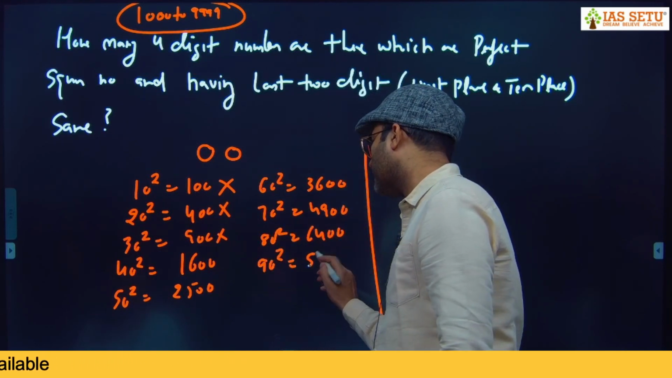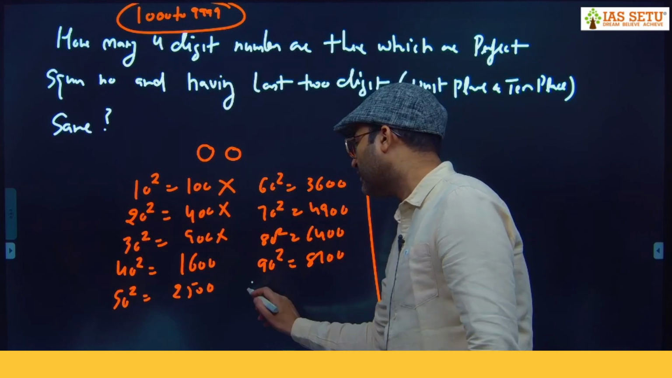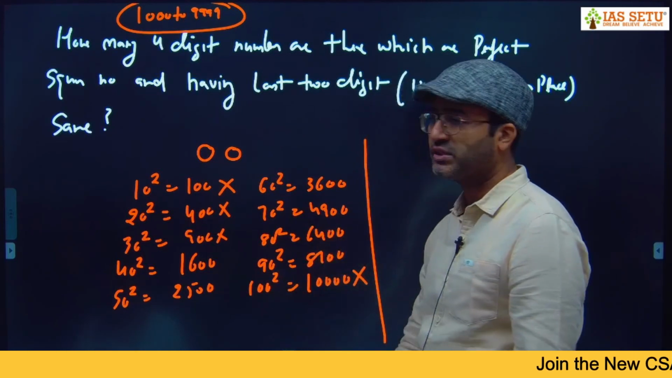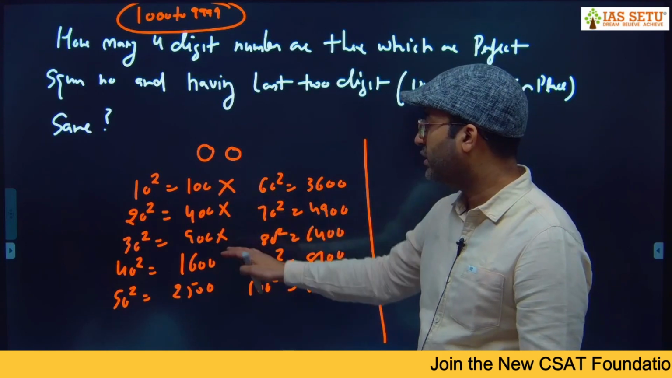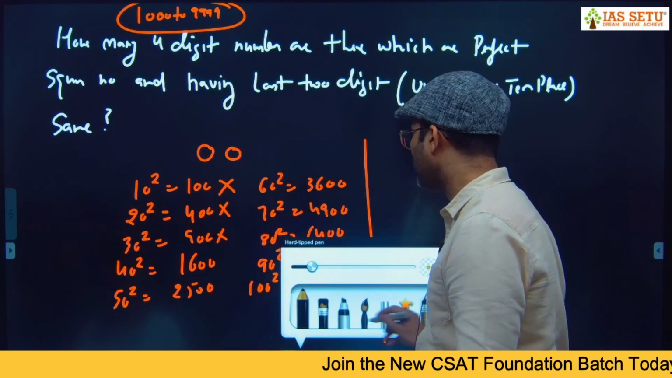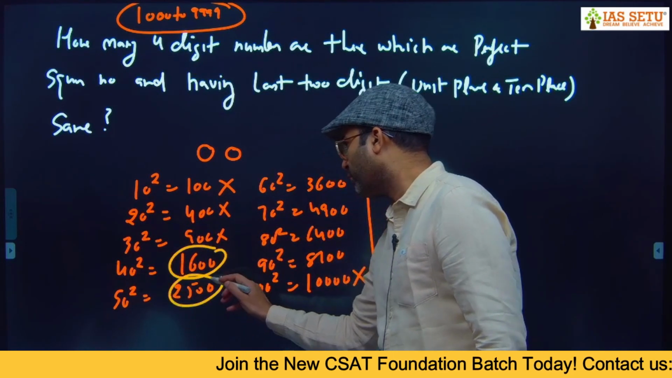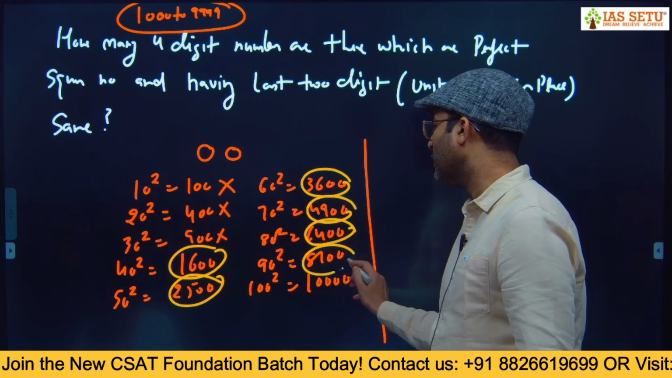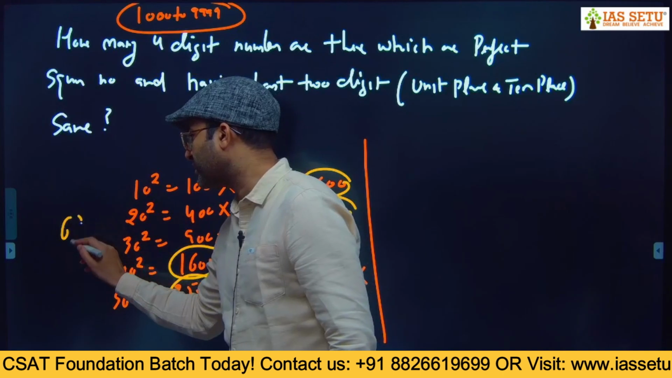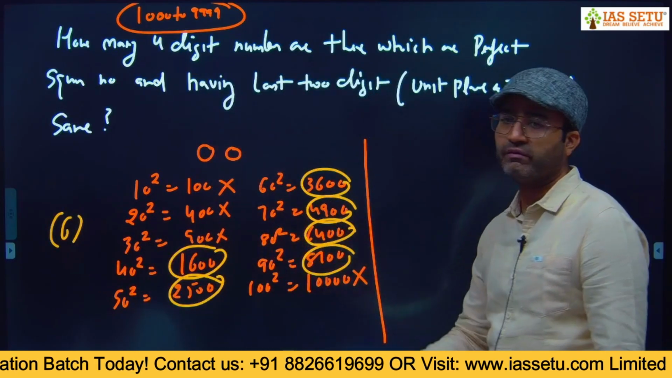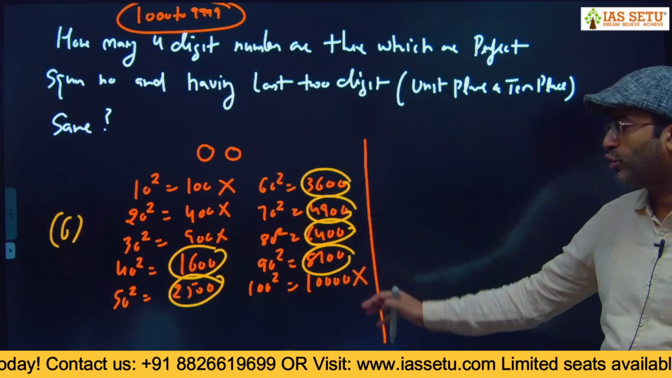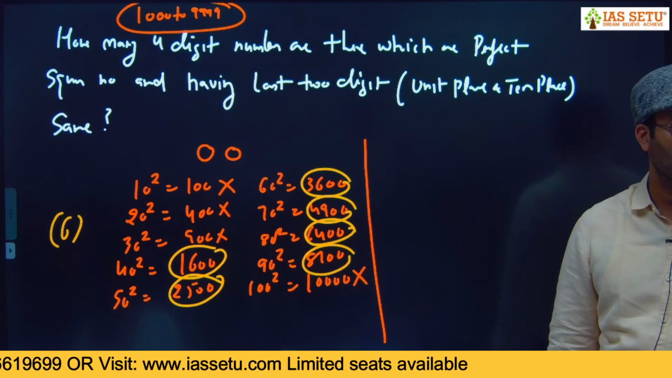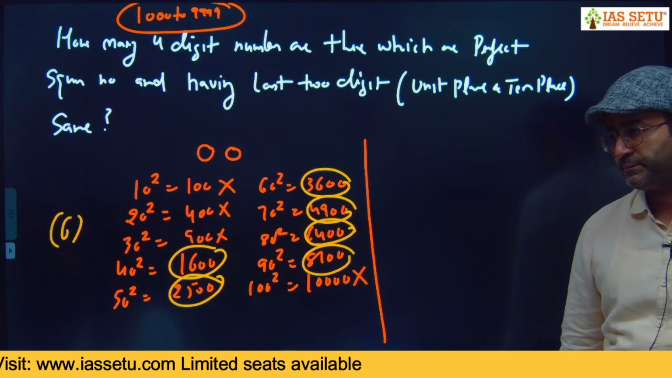90 square which is 8100 will help you? Yes. Tell me 100 square which is 10,000 will help you? No, क्योंकि 5 digit हो जाएगा. So here in multiples of 10, how many numbers will help you? 1600, 2500, 3600, 4900, 6400, 8100. So there are 6 numbers in this category that will help you. बाकी 4 क्यों नहीं help कर पा रहे? Either they have 3 digits or 5 digits. We are looking specifically for 4-digit numbers.